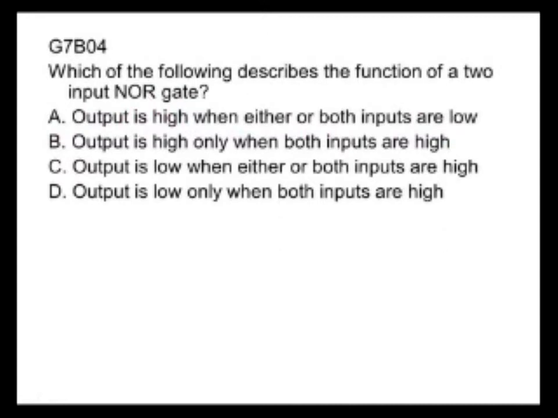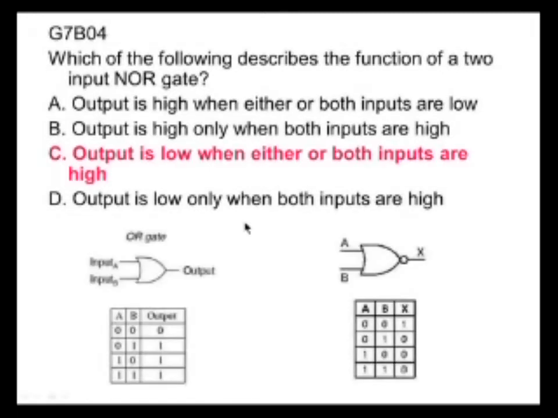Now here's a different device. Which of the following describes the function of a 2-input NOR gate? And let's go to the diagram. Okay, this is an OR gate. And this is not what the question's about, but it'll help you understand the NOR gate. In an OR gate, if either or both of the inputs are high, the output will be high. It's called this or this will give you a high output. Both of them will give you a high output. Okay, that's an OR gate.